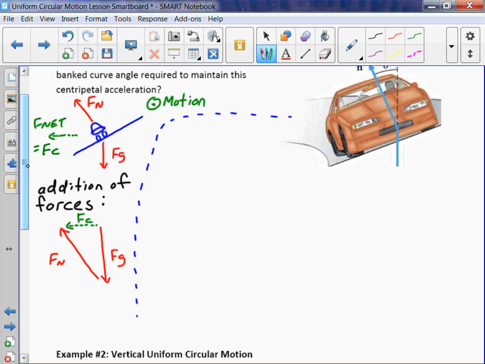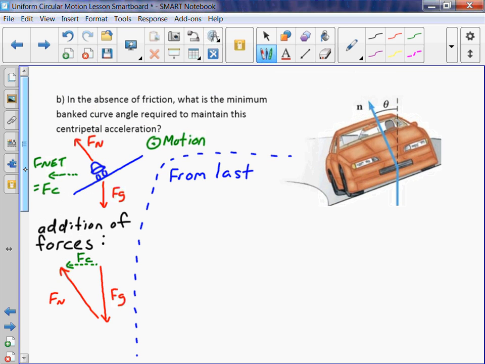Now we can actually do the math behind this. We can calculate what the centripetal force has to be. We did that in the last question, so we know what that is. It's actually the force, 1.0 times 10 to the 4, so that's 10,000. How do you get the triangle?